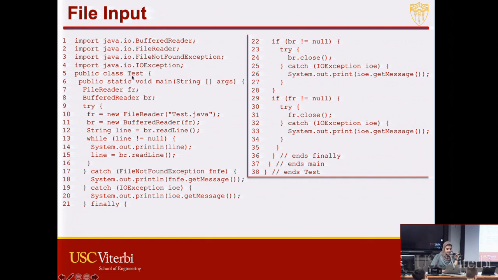We will create a class Test. We have our main function. The main function is the first thing that will run in our program. We will create a file reader, and we will create a buffer reader. Then we need to have a try block.